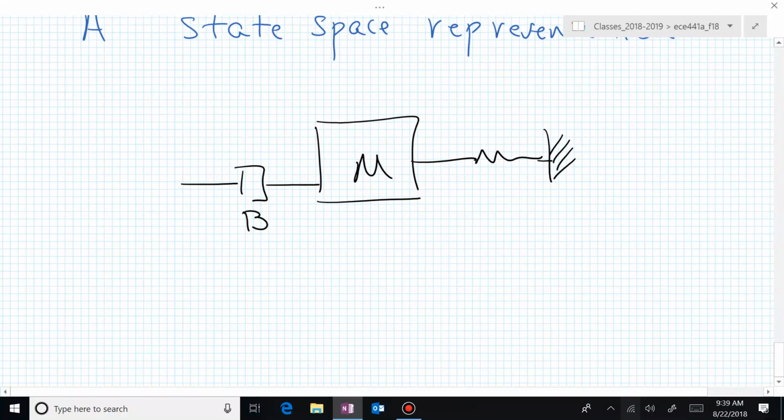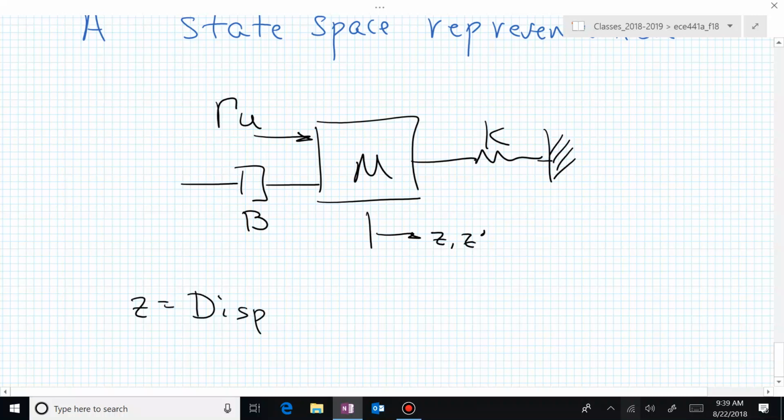I just like to draw these diagrams. Oh, let me change it up just a little. In the lab, we're actually going to have a scaling constant associated with our force. I'm going to introduce that now as a gamma. My force now applied to this mass is going to be capital gamma U, and my position, as I had hinted before, is now z. So z is the displacement or position, and z prime is the velocity.